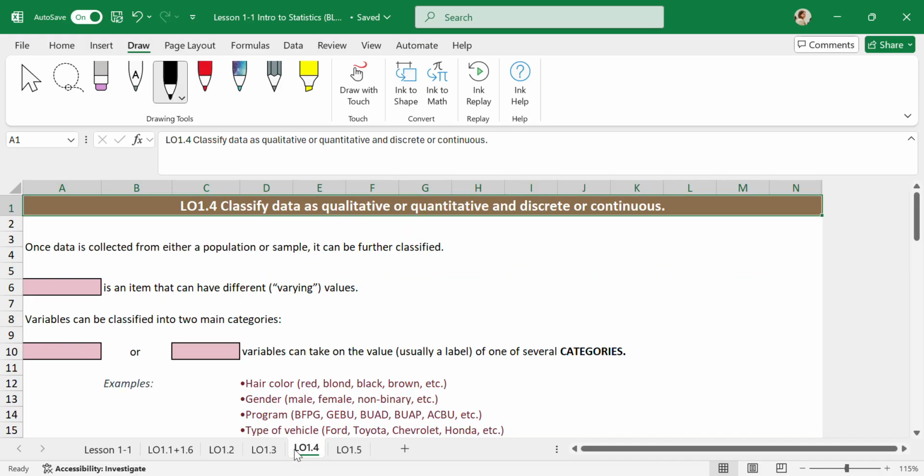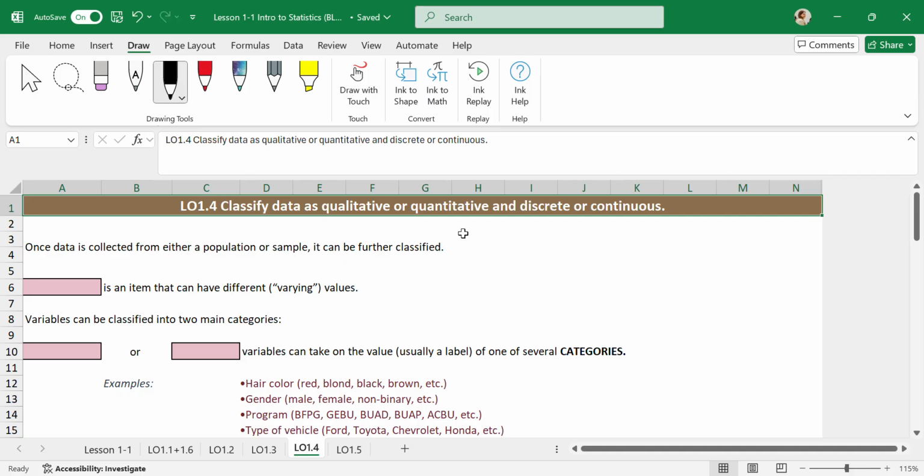But now we kind of want to go back to the beginning. And once we collect data, whether it's from a population or a sample, there are other ways to classify it. So it doesn't matter if you have data from a population or a sample. No matter what way you've collected it, there are other ways to classify it. And it's important to be able to classify the data that you collect because depending on what type of data it is, you'll analyze it in different ways.